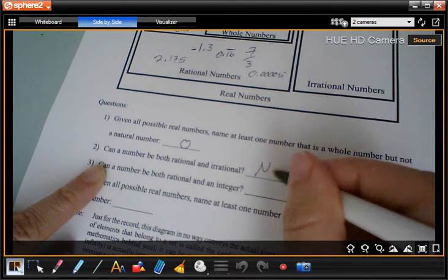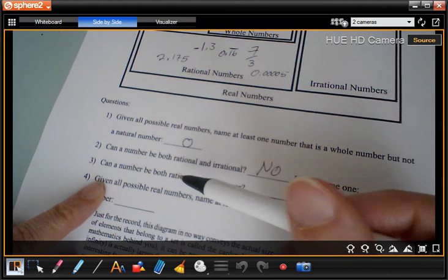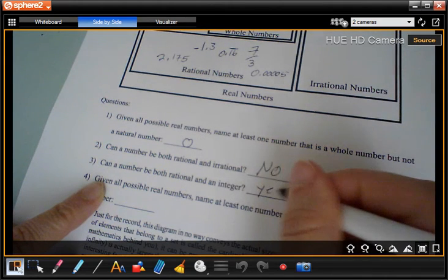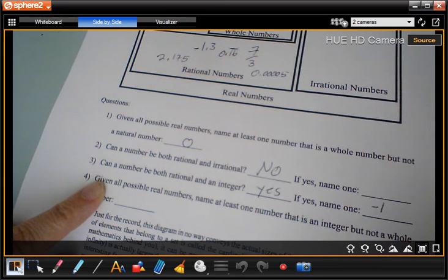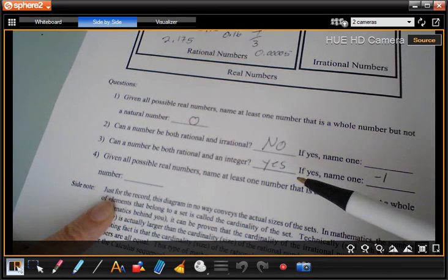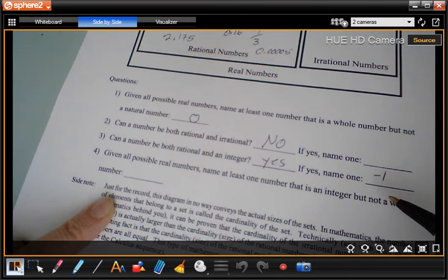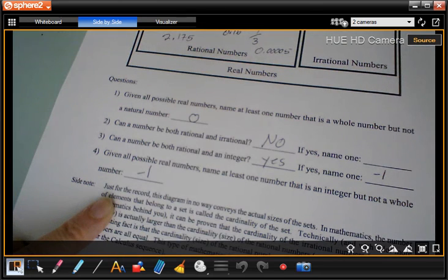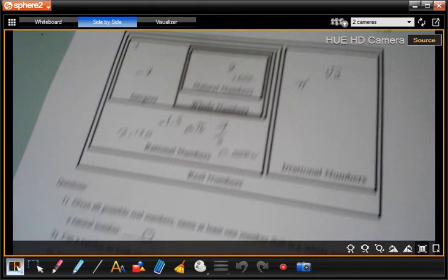Can a number both be rational and irrational? The answer is no, it can't. Can a number be both rational and an integer? Yes. An example would be negative 1. Given all possible real numbers, name at least one number that is an integer, but not a whole number. Again, we could choose negative 1. Any negative number. Okay, so this is just talking about different number sets and some qualifications.